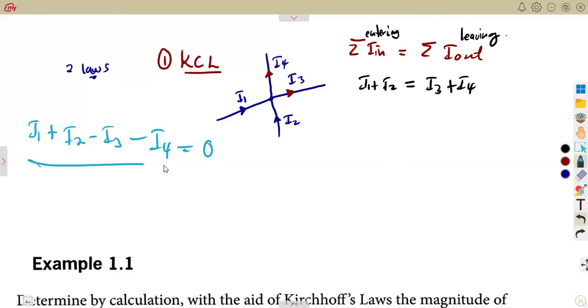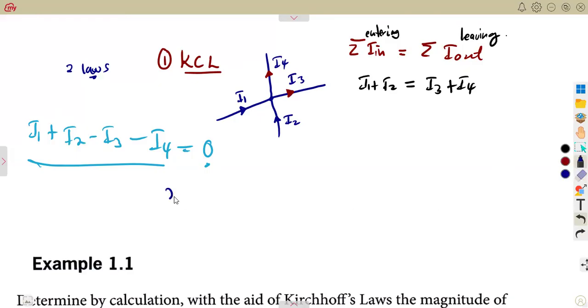So we can say the sum of currents entering and leaving the junction must be equal to 0. Those entering, you present with a positive. Leaving, you present with a negative. That's the idea there.